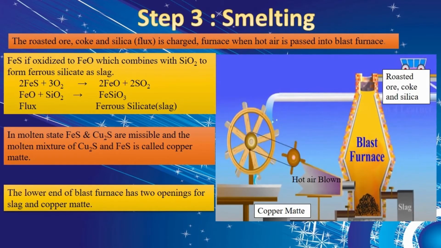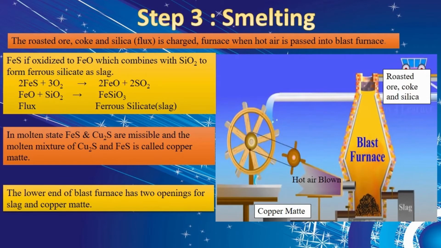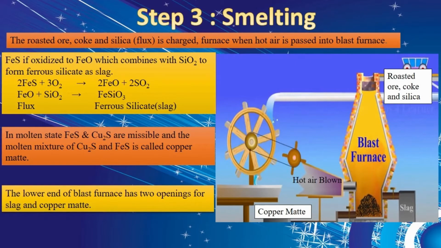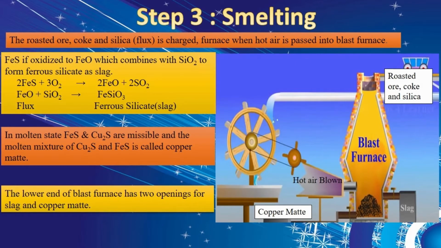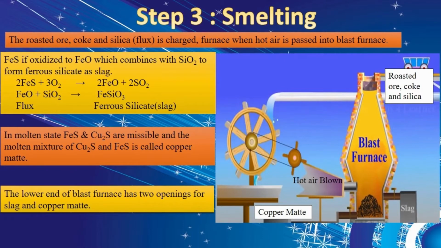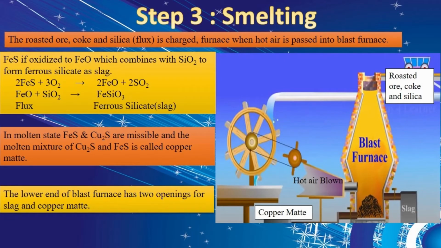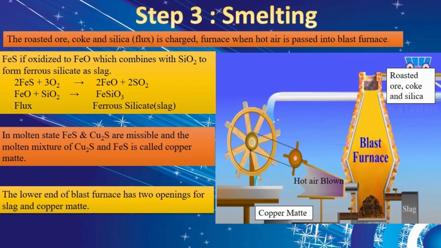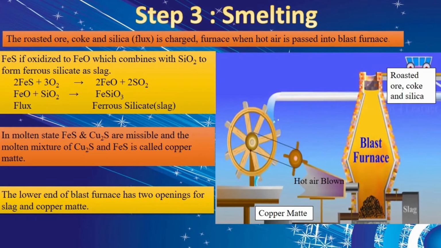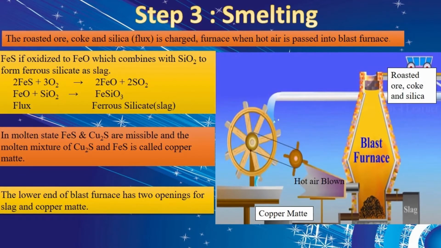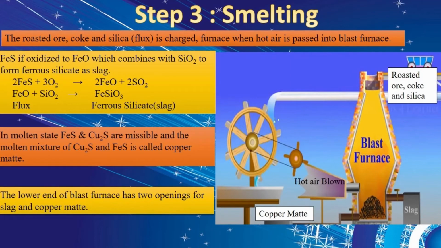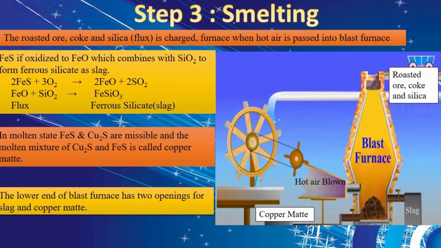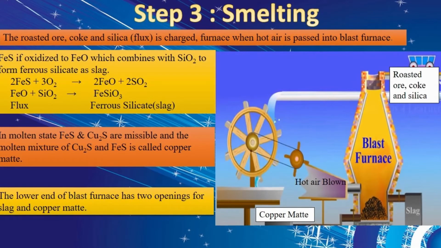The charge is added to the blast furnace and simultaneously hot air is blown from the bottom of the blast furnace. So ferrous sulfide will get oxidized to ferrous oxide, which will combine with silicate impurities present in the ore, that is SiO2, to form molten ferrous silicate. This molten ferrous silicate is called slag and it flows down to the bottom of the furnace. So when we remove this slag, the silicate impurities present in the ore can be removed.